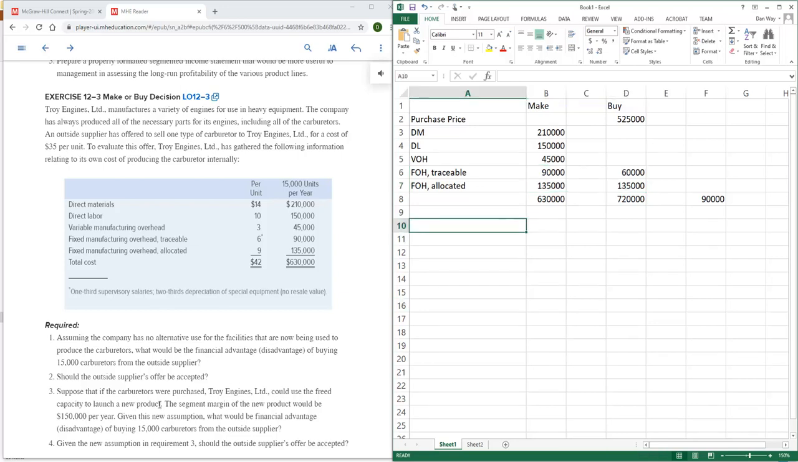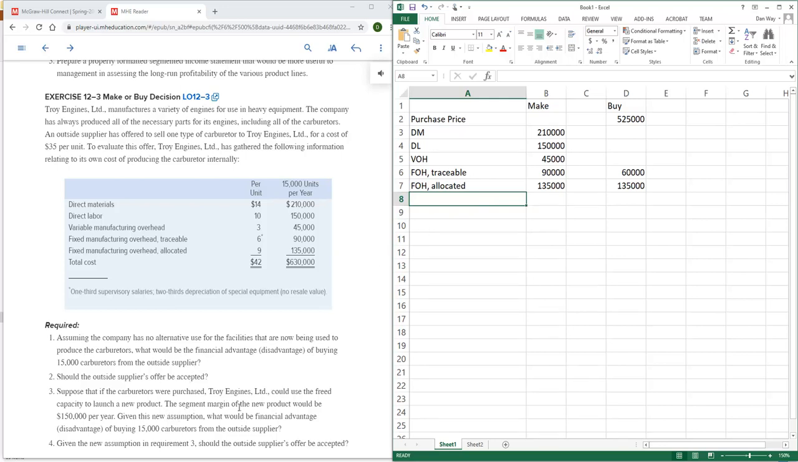Number 3 said, suppose if the carburetors were purchased, Troy could use the freed capacity to launch a new product. The segment margin of the new product would be $150,000 per year. Given that new assumption, what would be the financial advantage or disadvantage of buying from the outside supplier? So that's a great example right there of an opportunity cost. Right? We said opportunity cost was defined as the potential benefit we forego by choosing one alternative over another. So we can incorporate that in our analysis, especially since we have a good estimate of a dollar amount there.